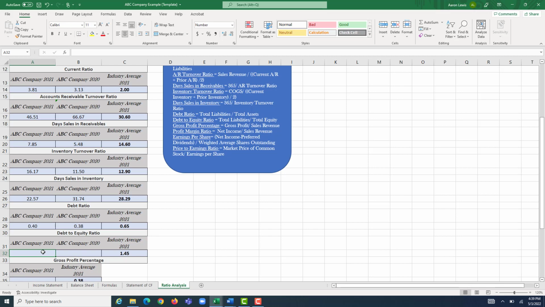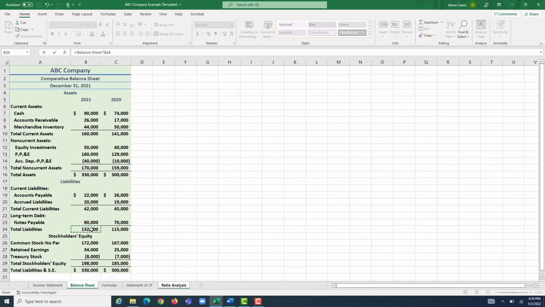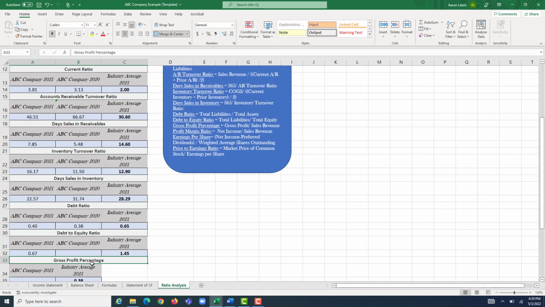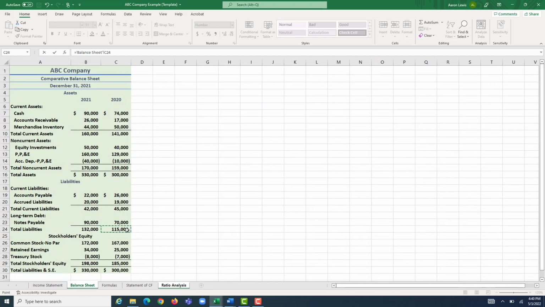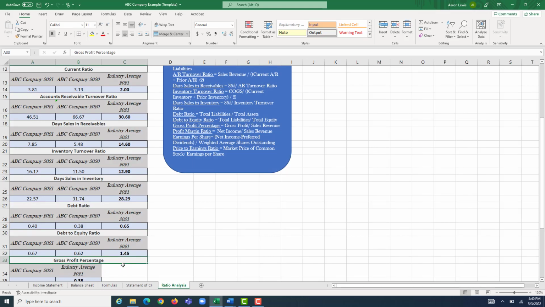So if I go back to my comparative balance sheet, in 2021 our total liabilities were $132,000 that year. Let's divide that by our total equity for the year, which was $198,000, and we get 0.67. So our liabilities were 2/3 of what our equity was that year. We were financing more with equity than we were with debt. How does that compare to the year prior? Well, in the year prior, back to our balance sheet, we had total liabilities of $115,000 versus $185,000 in total stockholders' equity. That was 0.62.